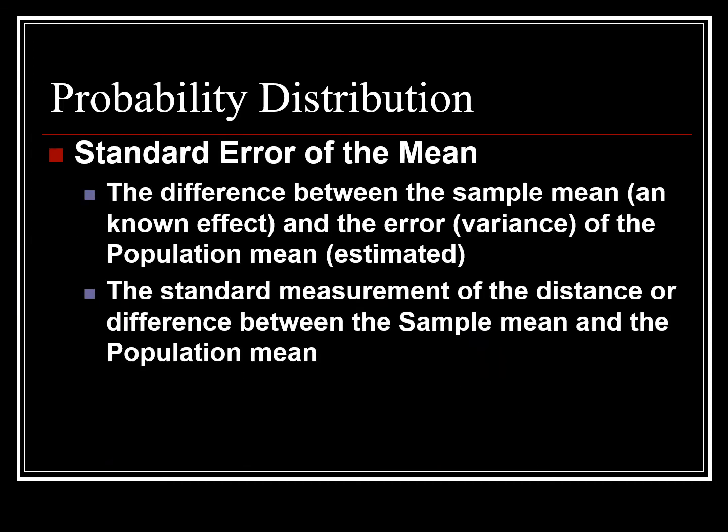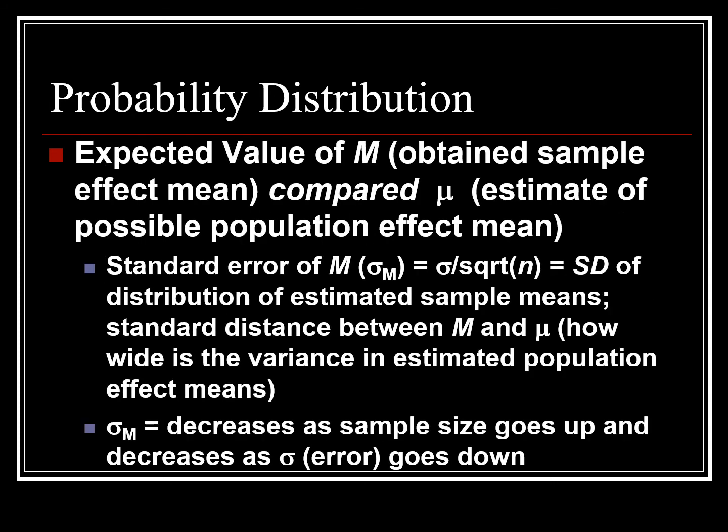So one of the ways we can conceptualize this, and this is the first really new idea in this particular lecture, is the standard error of the mean. It's the difference between the sample mean, a known effect, and the error variance of the population mean, which is estimated. So this is basically a standard measure of the distance or difference between the sample mean and the population mean. In other words, this is another way to conceptualize whether or not you found a meaningful difference in your group. This isn't p-value. This is giving you an idea of how much error there is in your p-value. So this is another way to conceptualize testing whether or not we have a meaningful difference.